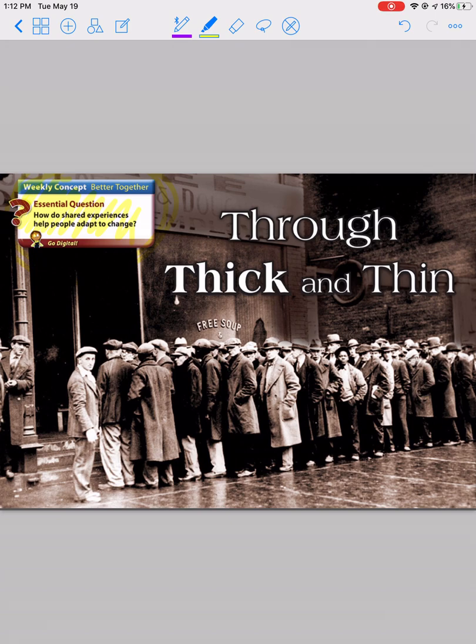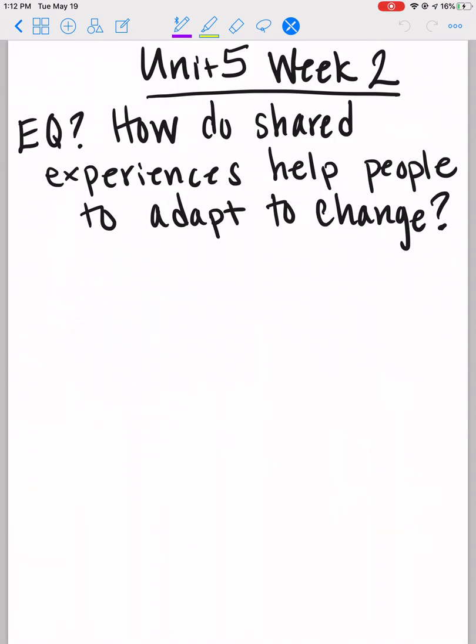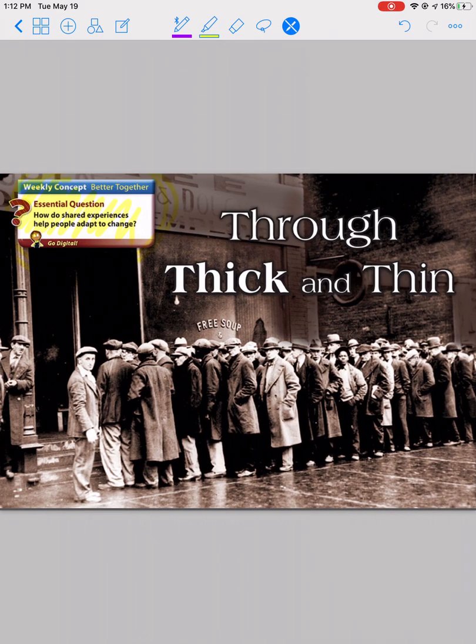So if you wanted to, you could go ahead and write that on a piece of paper. How do shared experiences help people to adapt to change? And you can press pause right now, so that you have that, and we can come back and answer that. If you think you know the answer right now, you can answer it, or you can watch our intro and then come back and answer it. But again, press pause because I'm going to be going fast because I only have 15-minute increments. So you press pause as much as you need to, okay?